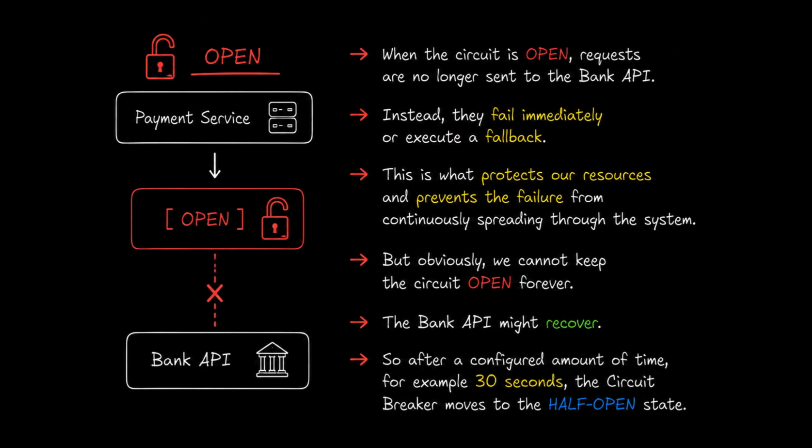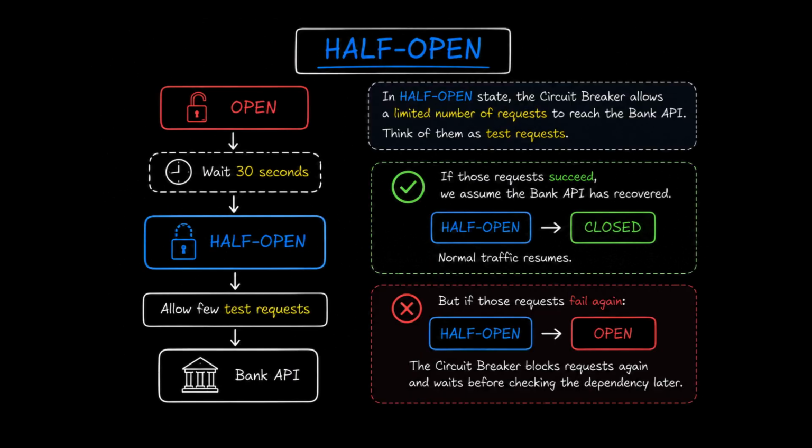So after a configured amount of time, for example, let's say we configure 30 seconds, the circuit breaker moves to the half open state. In half open state, the circuit breaker allows a limited number of requests to reach the bank API. Think of them as test requests or sort of a health check to the bank API, right? If those requests succeed, we assume the bank API has recovered, and after that, normal traffic resumes. But if those requests fail again, the circuit breaker moves from half open state to open state. It means the circuit breaker blocks requests again and waits before checking the dependency later.